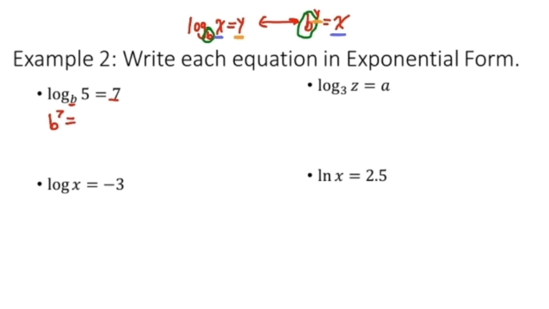And what would b to the 7 be equal to? Well, the output of b to the 7 is equal to the input of the logarithmic form, which is 5. So our exponential form is b to the 7th equals 5.